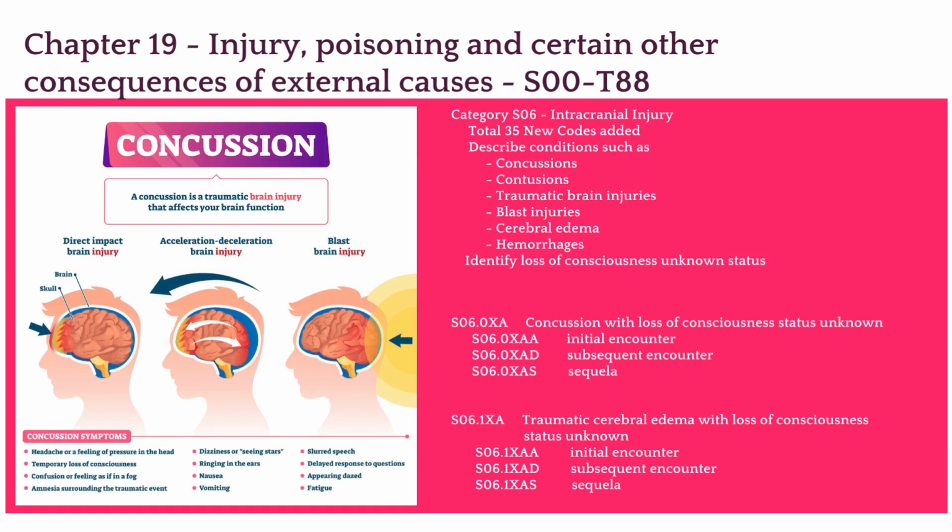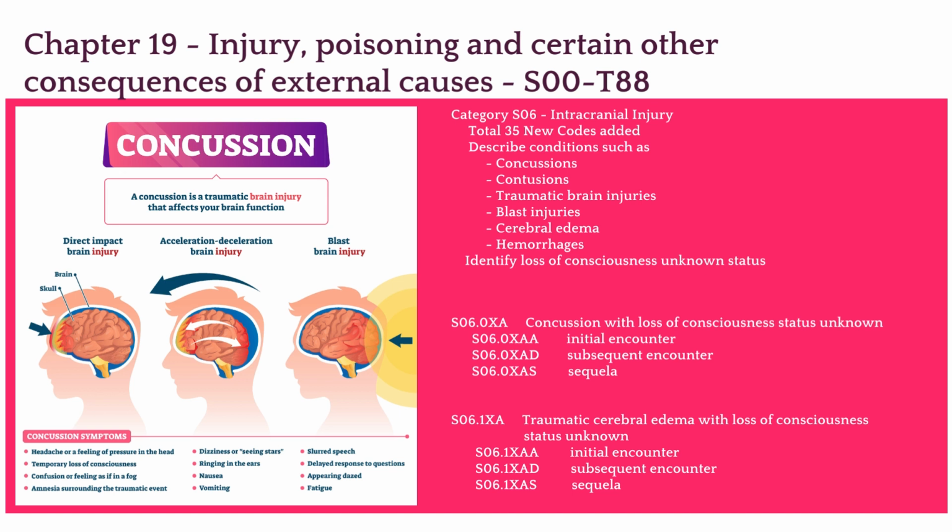Next is chapter 19, injury, poisoning, and certain other consequences of external causes. From chapter 19, the first category of codes which received new codes is for intracranial injuries, code category S06. Under category S06, there are 35 new codes for intracranial injuries.